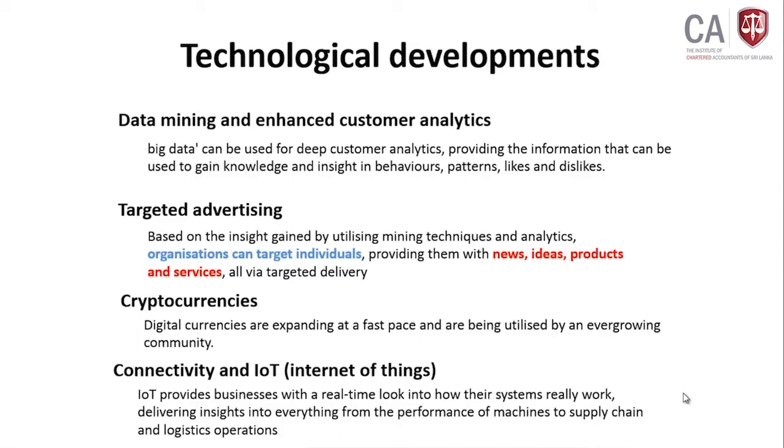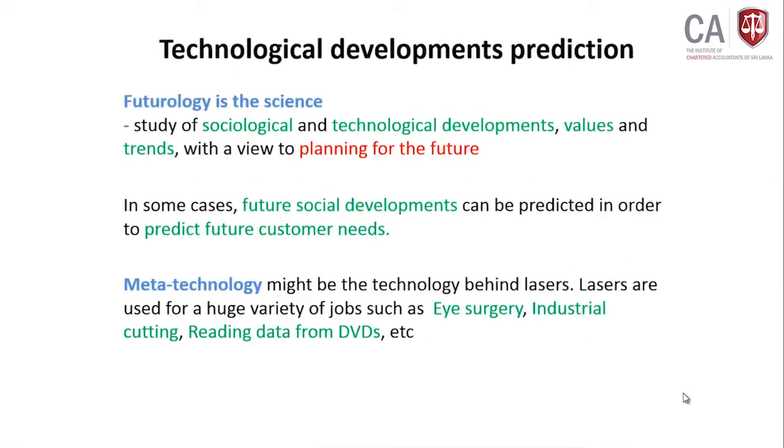To do that, technology development can be embedded. Cryptocurrency is there. Let us say Bitcoin as an example, we talk about it in the blockchain. It is a new technology. Connectivity and IoT, Internet of Things. IoT was there, that is a very good technology. Now, it is used in most of the countries.